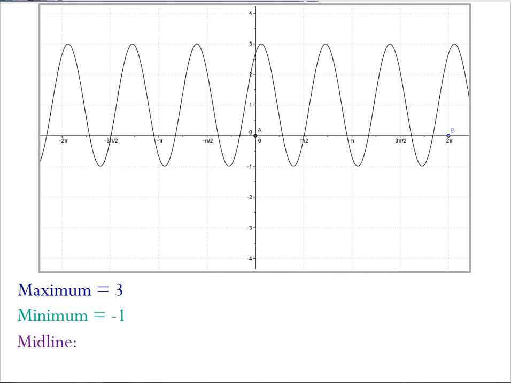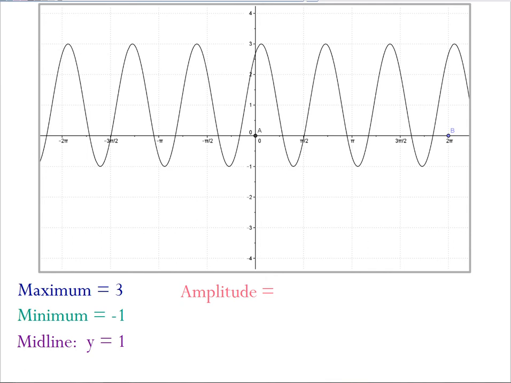Next, our midline. What horizontal line is halfway between 3 and -1? There's a couple ways to find it. You can eyeball it, or you can average the maximum and the minimum. 3 plus -1 gives you 2, divided by 2 gives you 1. Our midline is the horizontal line at y equals 1. That's halfway between our maximum and our minimum.